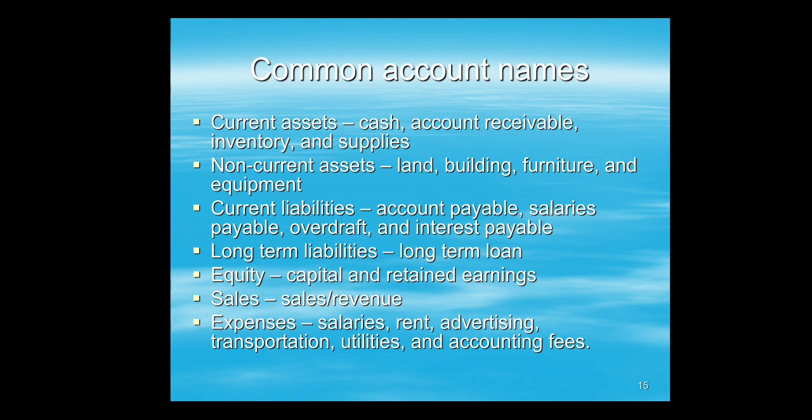Here, I just want to show you the common account names that you will use when you record transactions in the general journal. Okay, current assets. What are the typical or common current asset accounts? They are cash, account receivable, inventory, and supplies. Inventory is for merchandising business and manufacturing business.